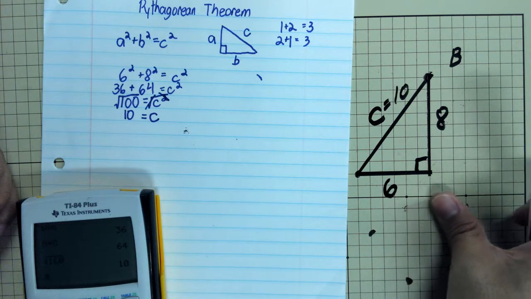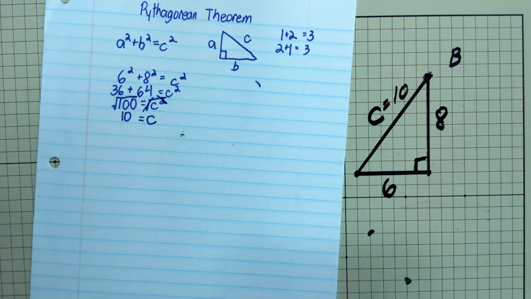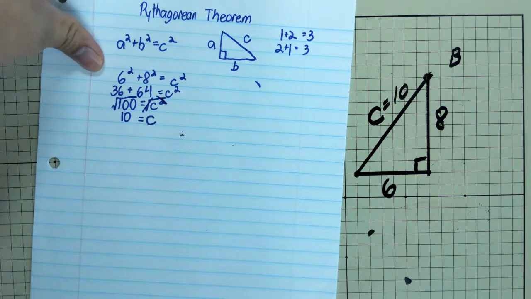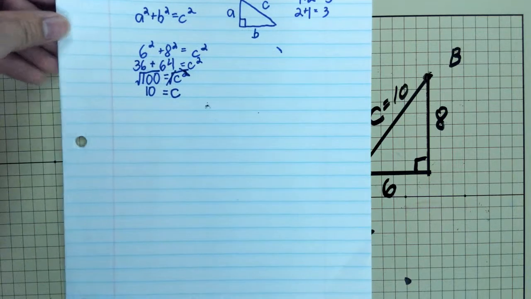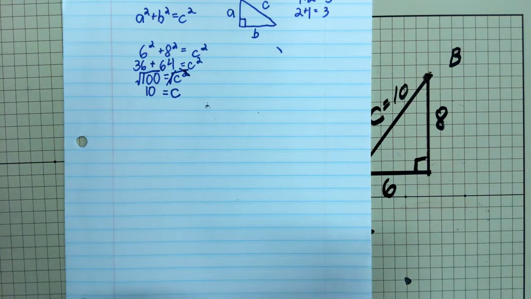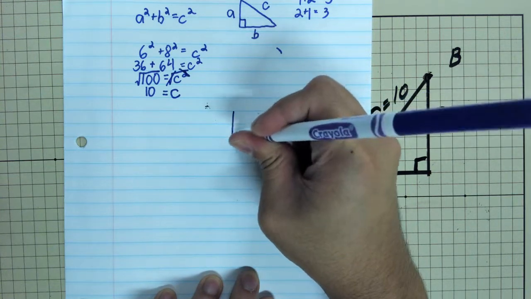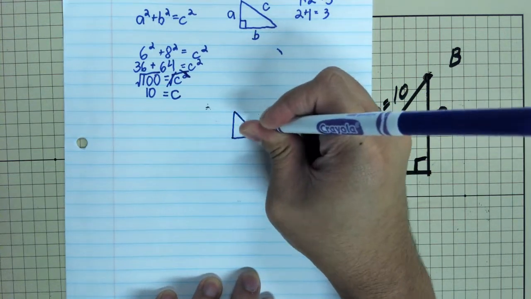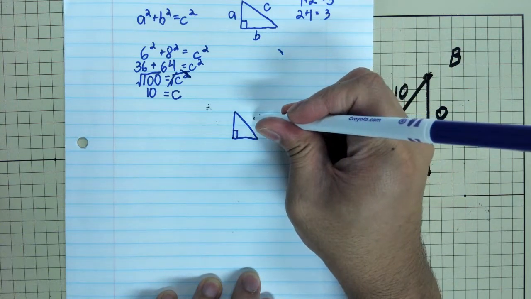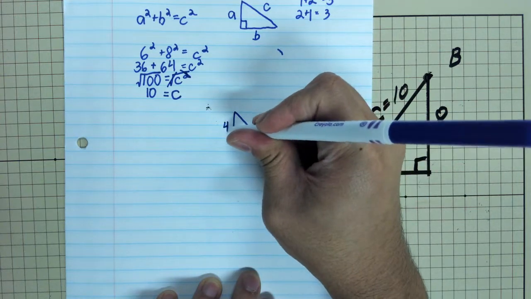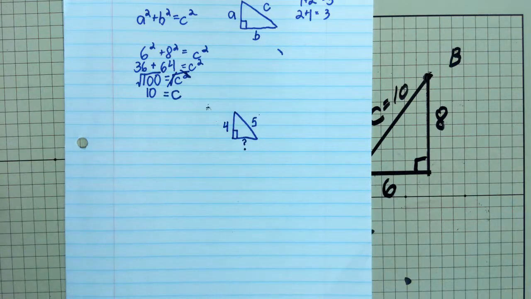So let me erase this and do another example. So what I want to do next is to show you how we can use the Pythagorean theorem backwards. By backwards what I mean is, if we have this triangle, let me draw one real quickly. Here is a right triangle, and they tell you that this side is 5 and this side is 4. Now our missing side is down here, one of the legs.